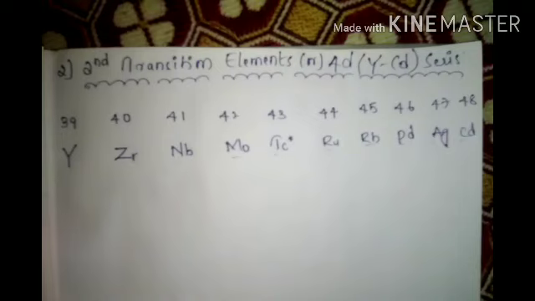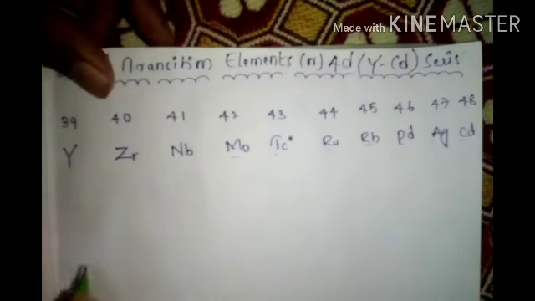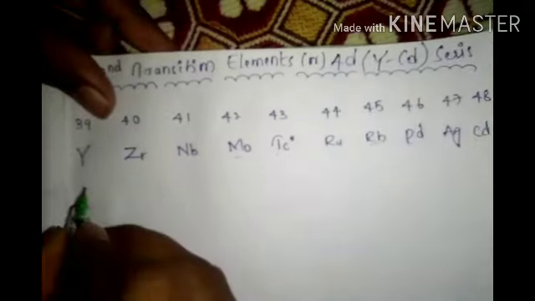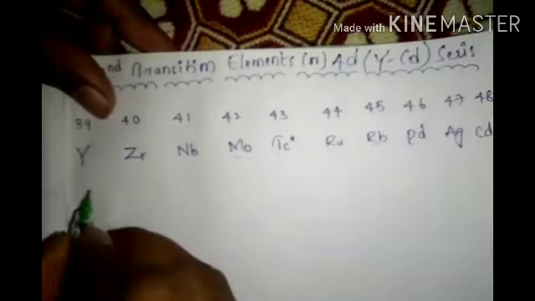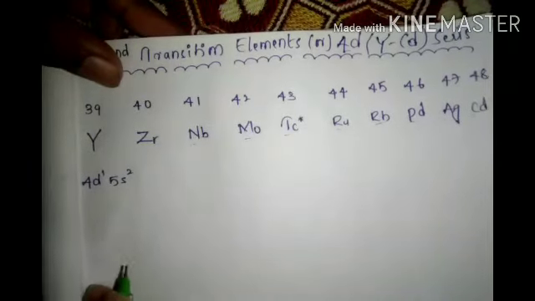Okay. This is now the electronic configuration. 39. See here, 4d series. So 4d, n minus 1, right? So 5s will come. 4d1 5s2. This is yttrium.